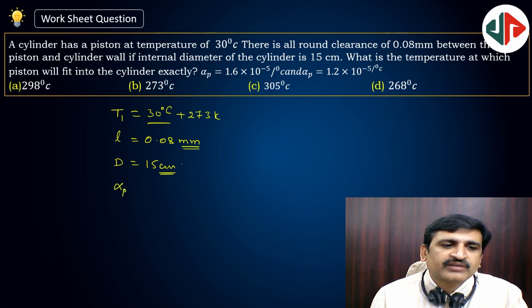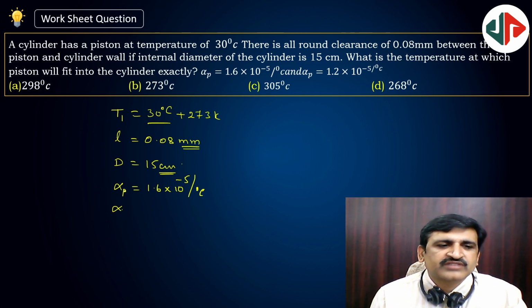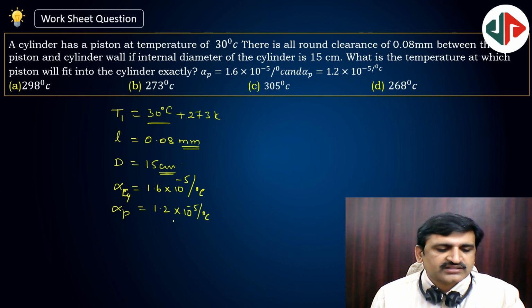Alpha of the piston is equal to 1.6 into 10 to the power of minus 5, and alpha of the cylinder is 1.2 into 10 to the power of minus 5 per degree Celsius. So first one can be cylinder, next one can be piston. So we have to think about it.